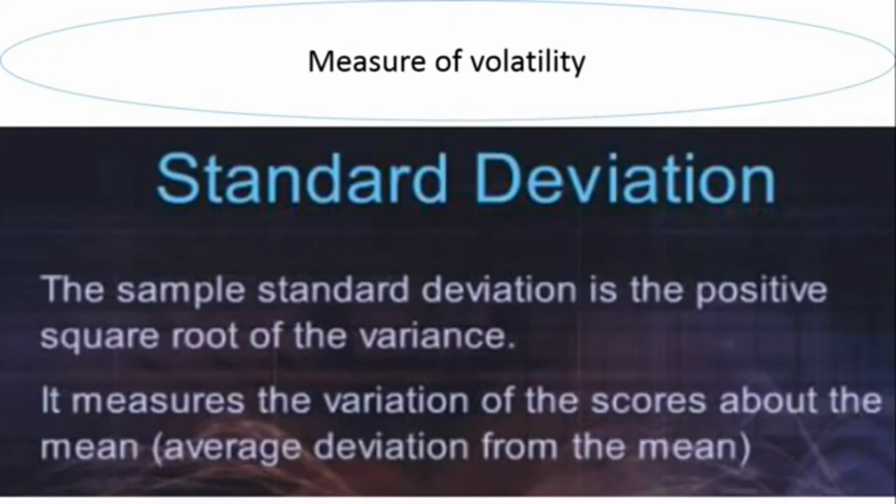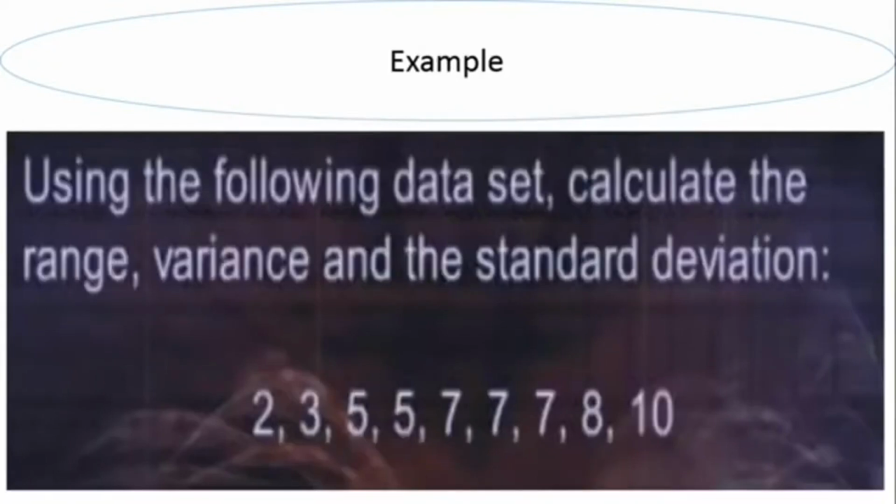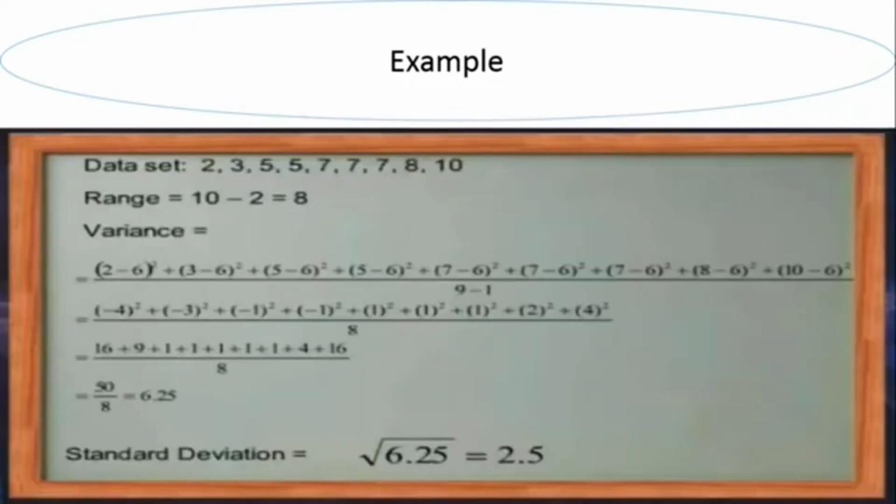So as an example, in order to illustrate the calculation, we took the same example, a sequence of figures 2, 3, 5, 5, 7, 7, 7, 8, 10. We take this example in order to illustrate the calculation of dispersion. So we have our data set, and we have the range, which is the difference between the highest and the lowest values of our sample, which is 10 minus 2, which is equal to 8.